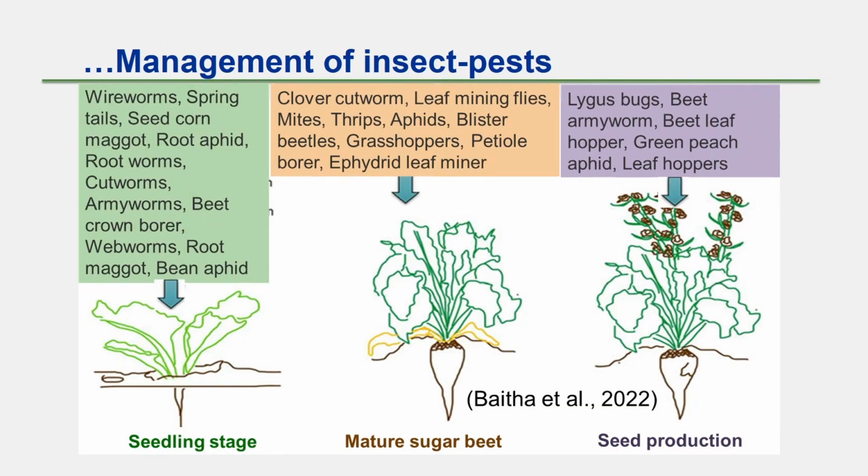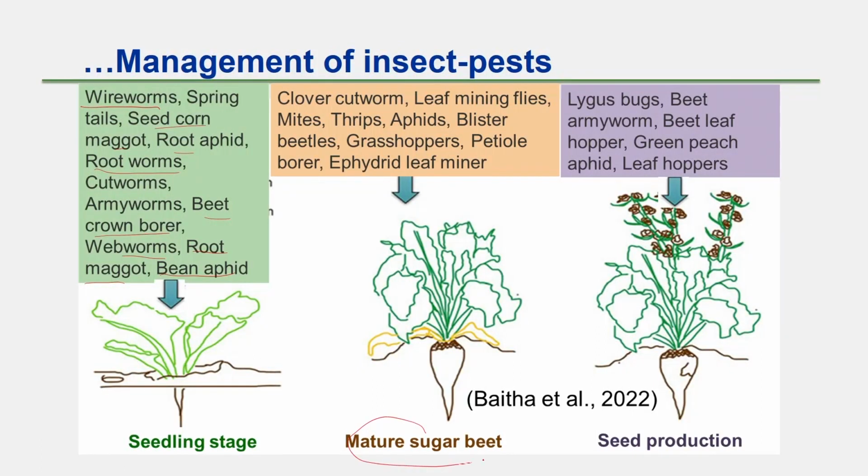So, let us see at what stage which insect pests may affect this crop. So, let us start at seedling stage. You can see at seedling stage wire worms, springtails, seed corn maggot, root aphid, root worms, cutworms, army worms, beet crown borer, web worms, root maggot and bean aphid etc. can come. It is not that all will come at a time, but 1 or 2 or 3 of these can come during seedling stage and damage the crop. So, they are expected insects.